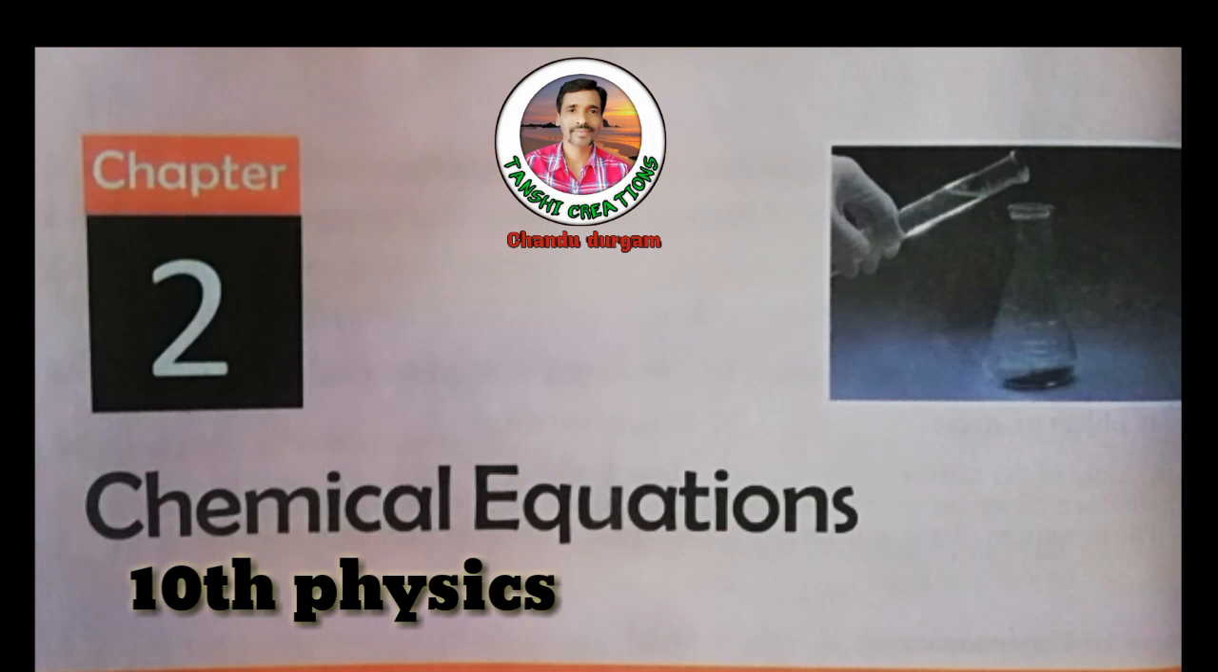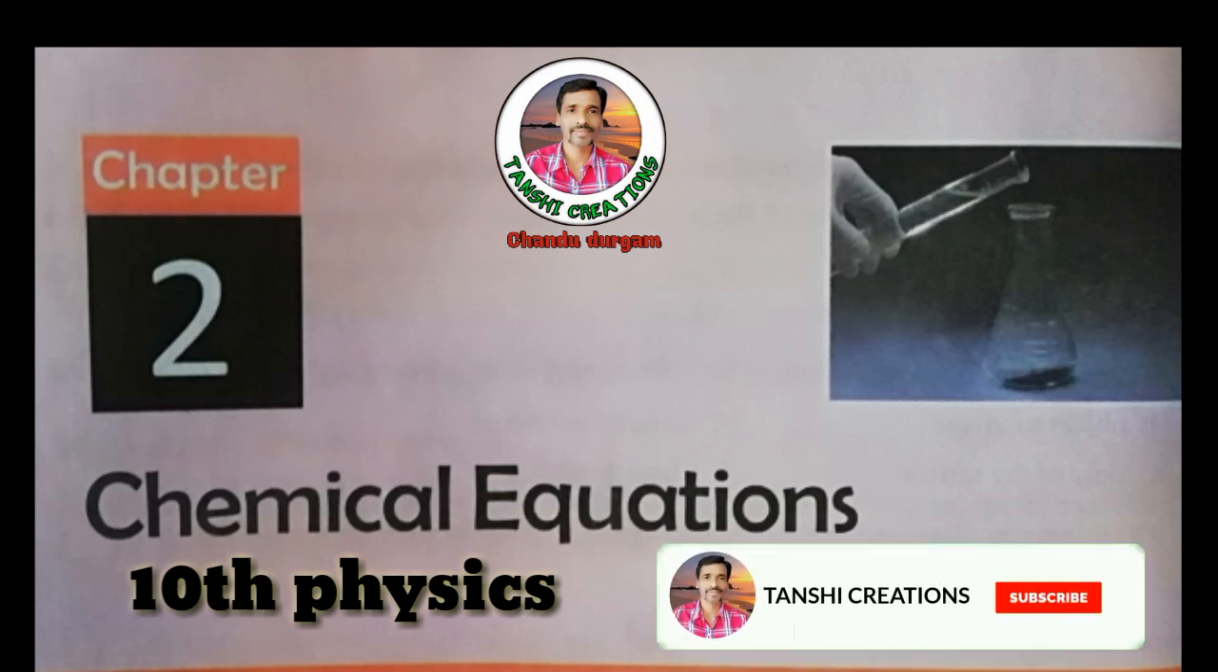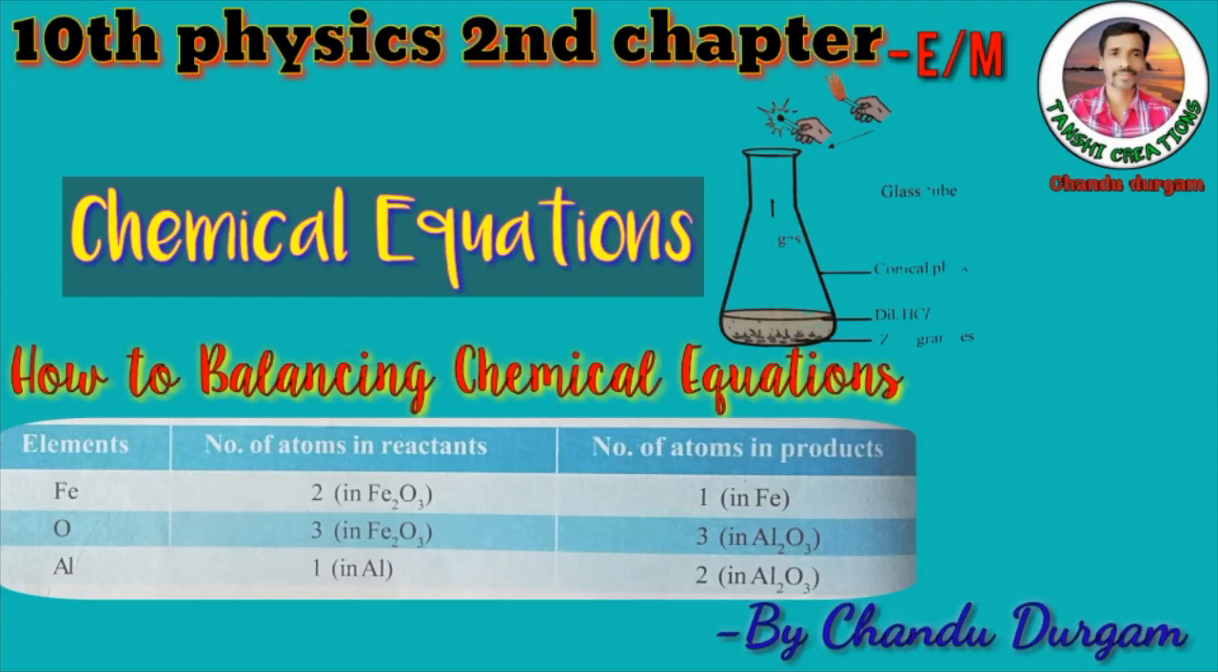Today we are going to learn the second chapter, Chemical Equations, from the 10th Physical Science. In this chapter we are going to know what chemical equations are, how we identify that a chemical reaction has taken place, how to balance chemical equations, and how chemical equations are more informative. We also study various types of chemical reactions and their symbolic representation.